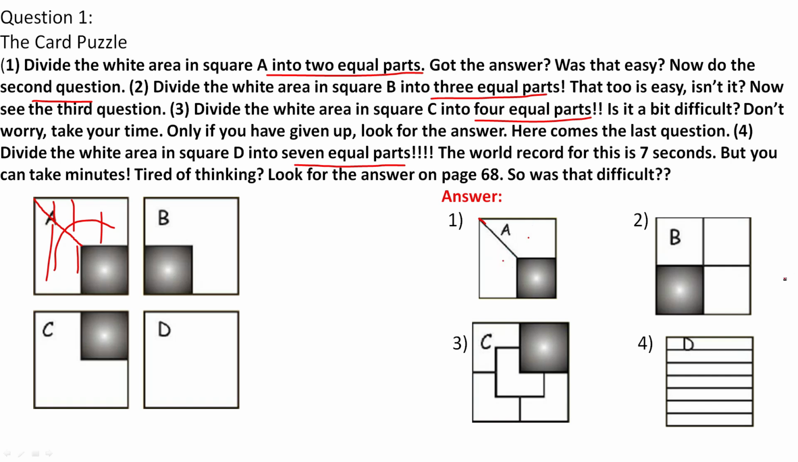Okay. Second question, number 2, 3 equal parts. The white color is divided into 3 equal parts. So you can draw a line like this. One more line. So 3 equal parts: 1 2 3. 3 equal parts.